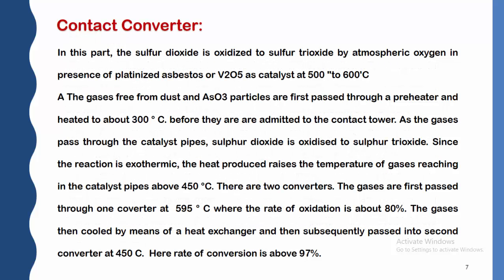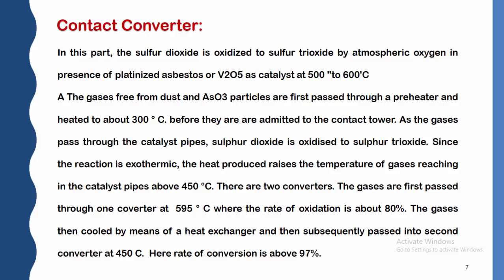Already we have seen in the flow sheet that there was a preheater. Before sending the gases to the contact converter, a certain temperature is applied to them, where the temperature reaches about 300 degrees Celsius. So here in the contact converter, this is very simple.